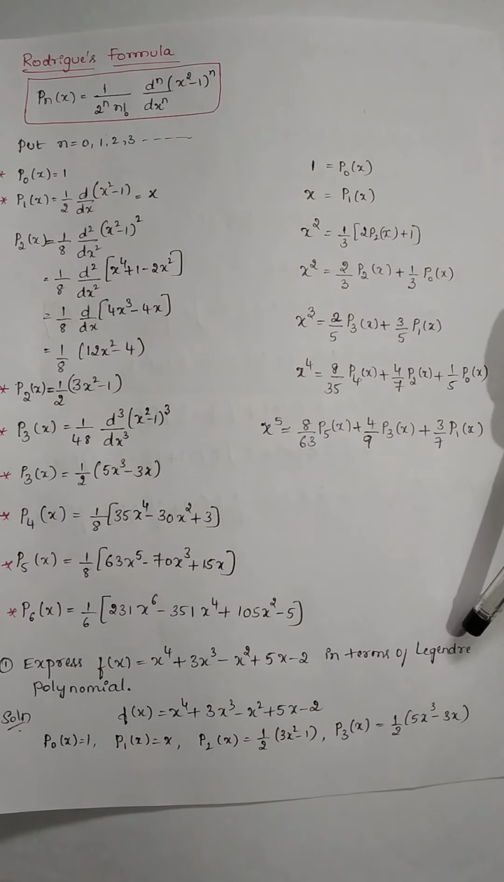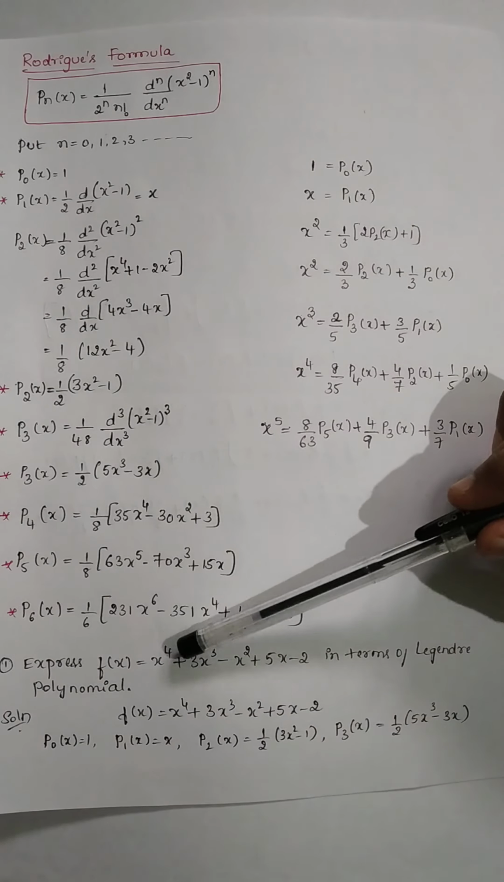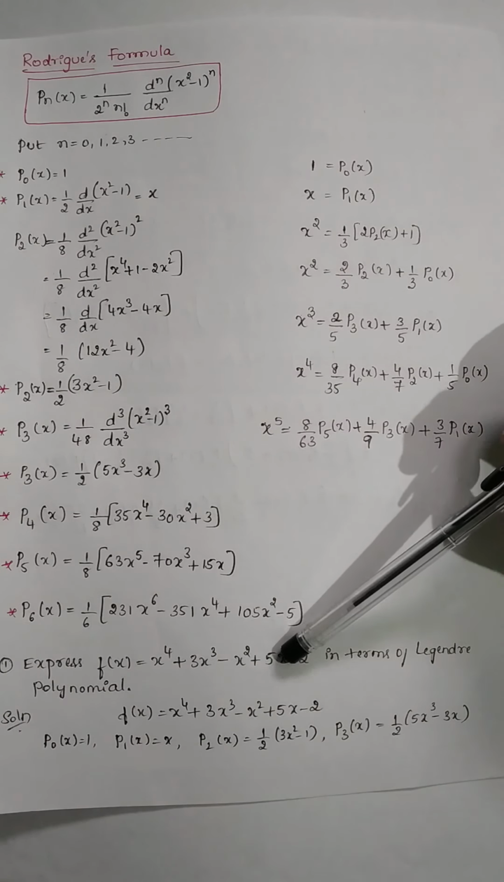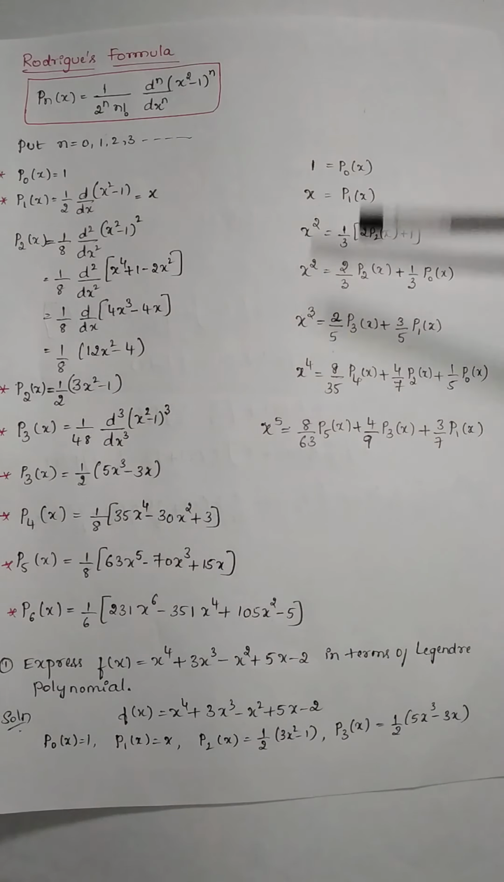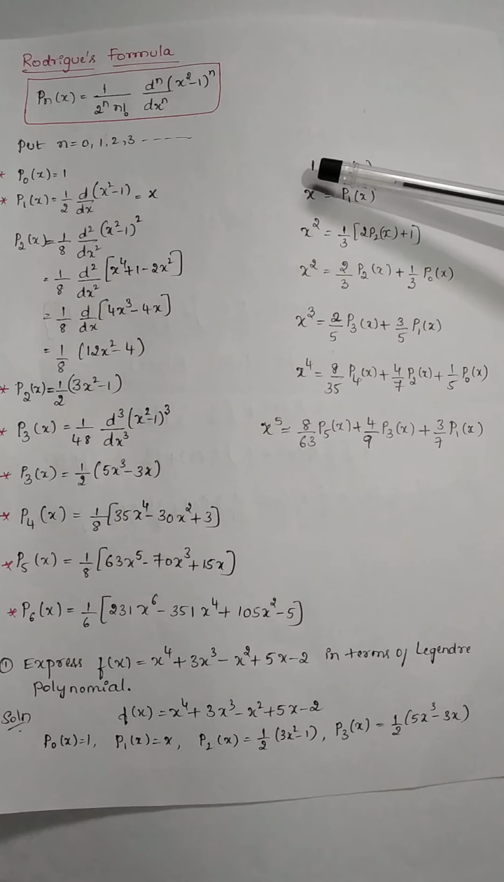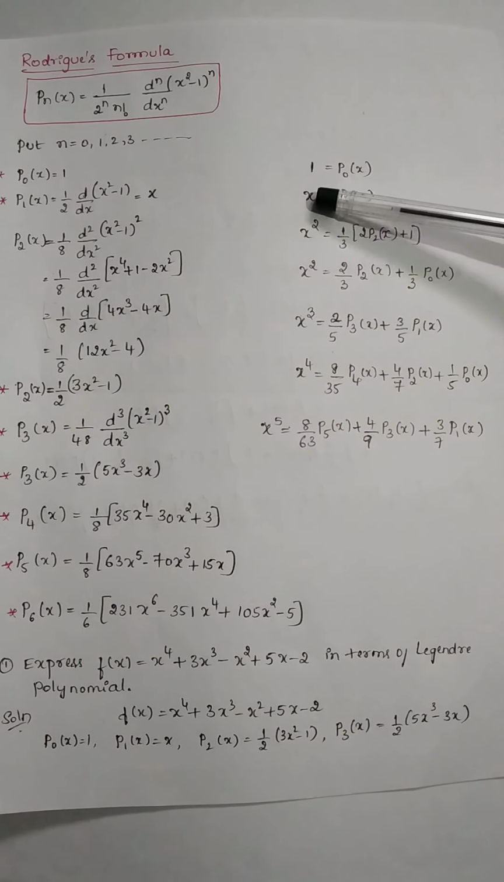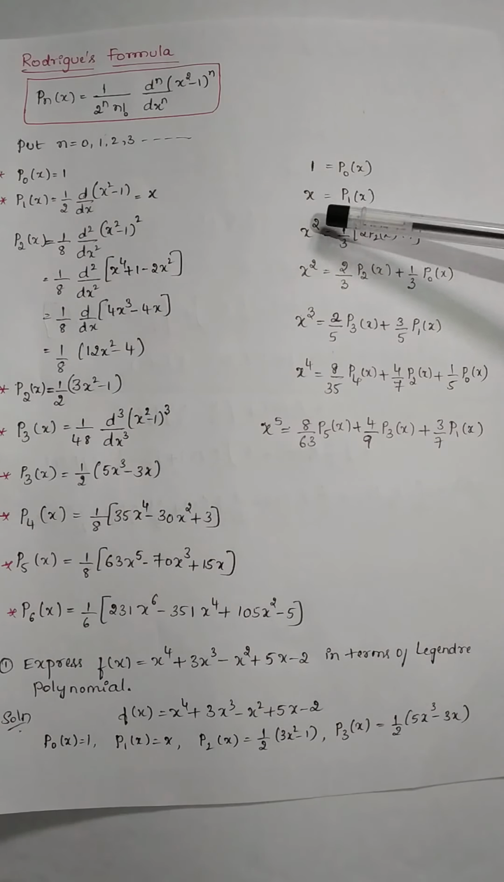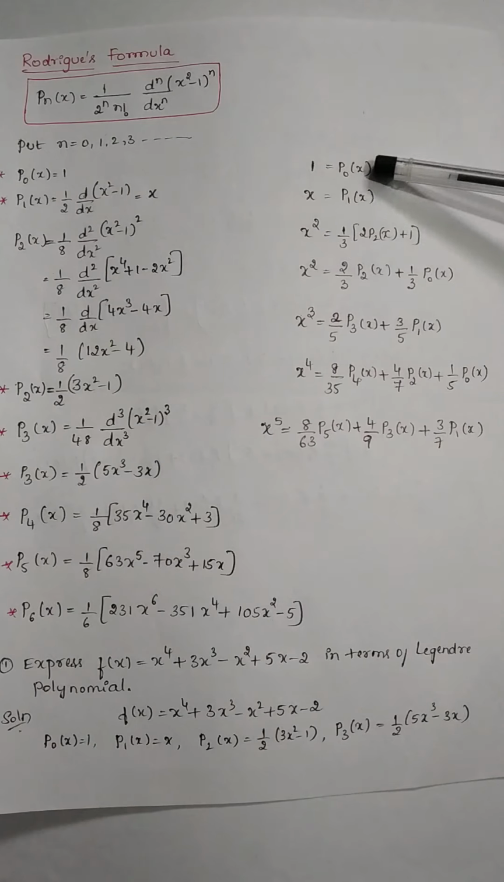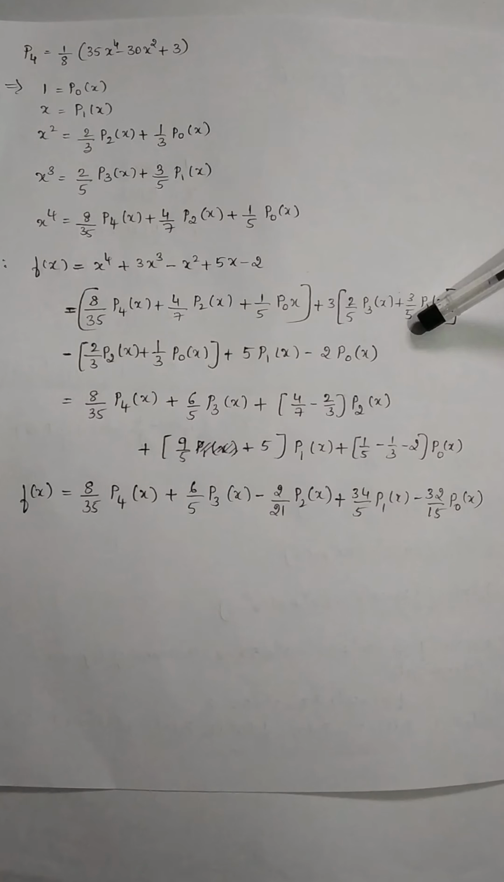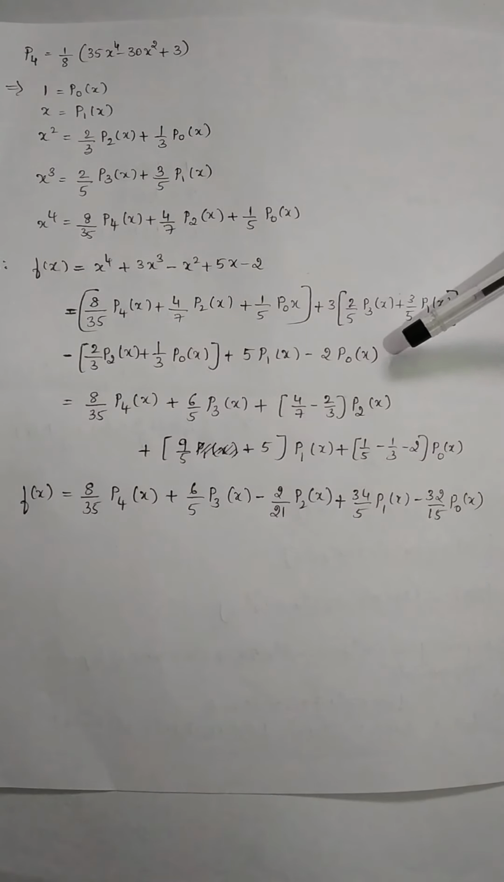Now coming back to the problem, f of x is equal to x to the power 4 plus 3x cube minus x square plus 5x minus 2, you write here. Then using these results, 1 you write as P naught of x, x you write as P1 of x, and x square, the same expression, x square is equal to 2 by 3 P2 of x plus 1 by 3 into P naught of x. Using these results in the function, you will get this line.